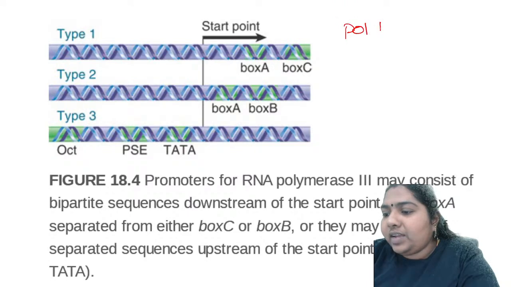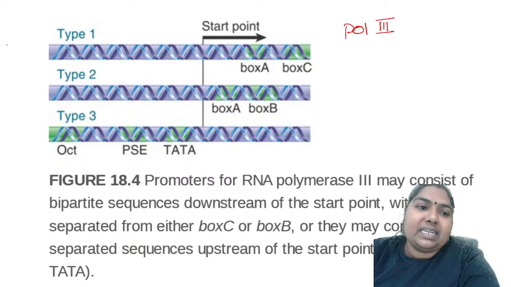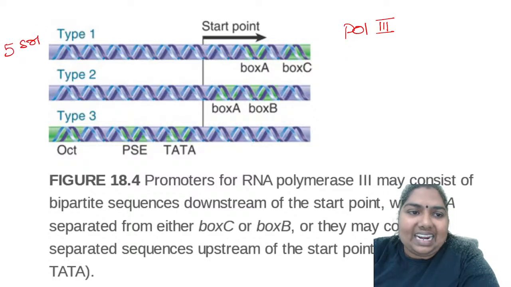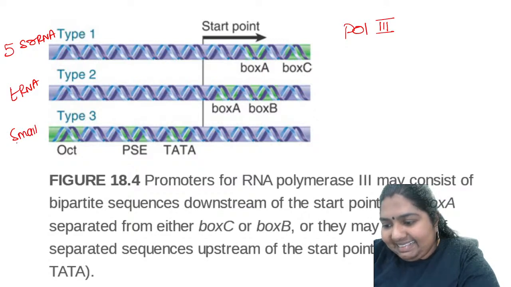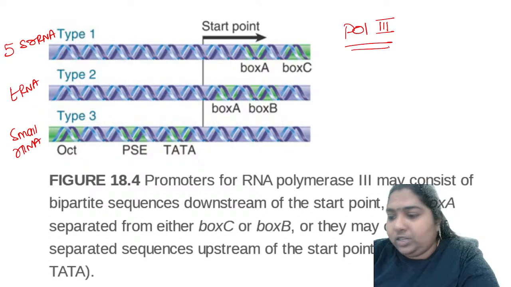Okay, so now we are going to move to Pol 3. Pol 3 is of 3 types. One is for your 5S rRNA. The other one is going to be for your tRNA, and then a few small RNAs. So these are the 3 things where your Pol 3 is going to work.